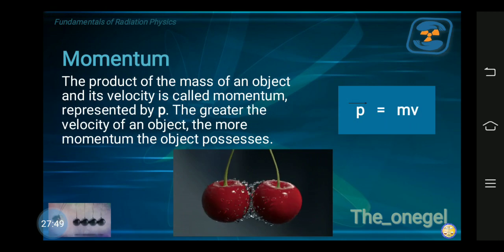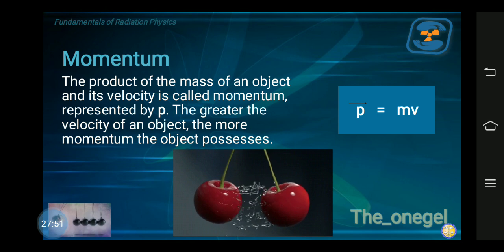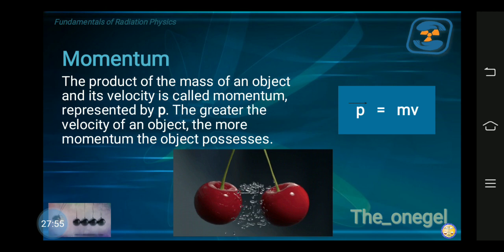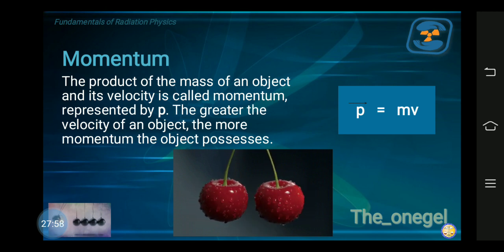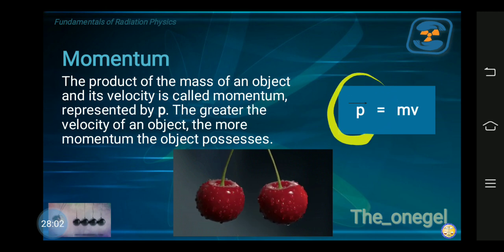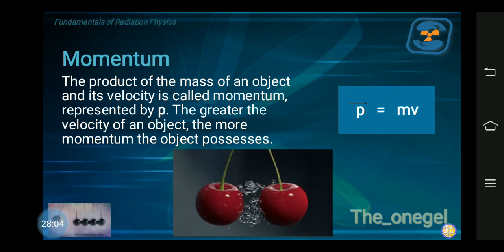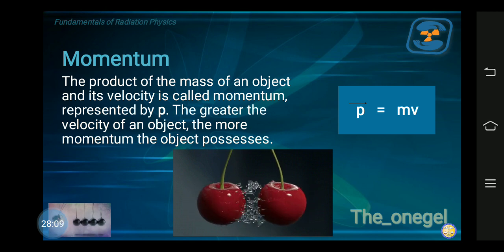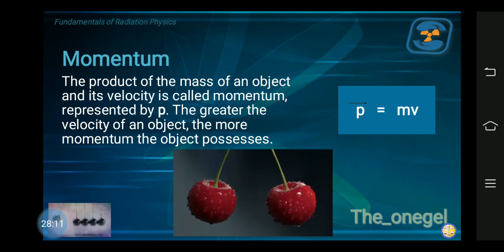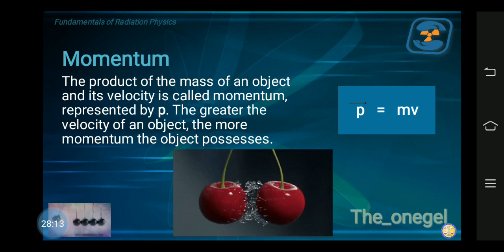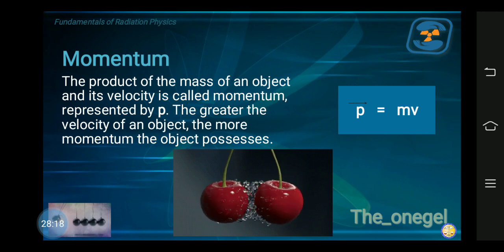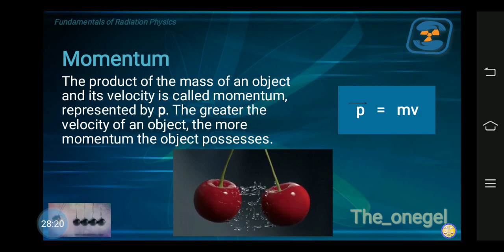Now we have momentum. The product of the mass of an object and its velocity is called the momentum, represented by small letter P. If you notice, there is an arrow above the letter P to designate that momentum is a vector quantity. This is equivalent to mass times the velocity. So the greater the velocity of an object, the more momentum the object possesses.